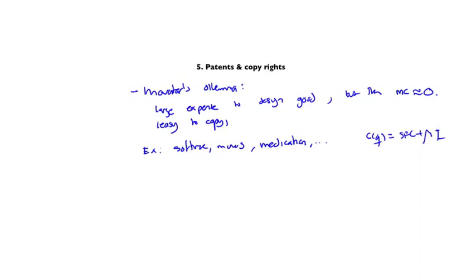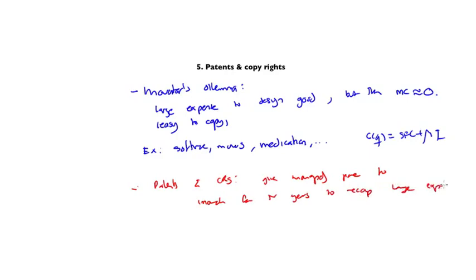Now, what is the best solution that economists have come up with to fix this problem? Patents and copyrights. And basically what this says is: give monopoly power to the innovator for N years to recoup the large expense. Then he will be able to recoup the large expense, and the incentive to innovate will not disappear.